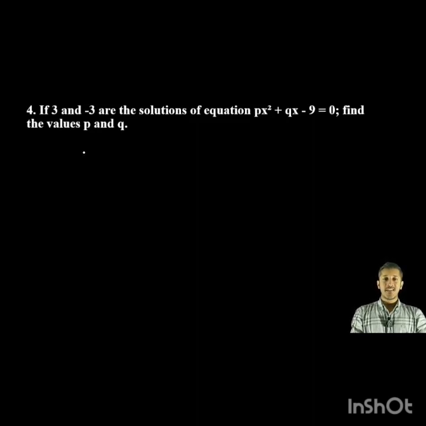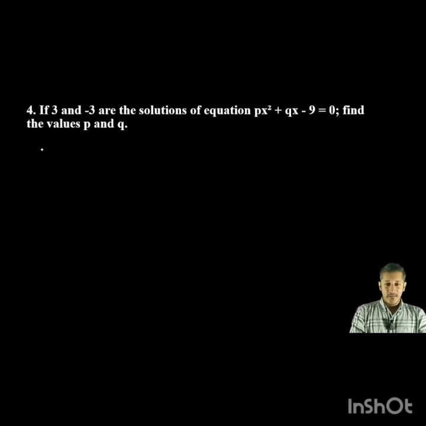Okay, so the next question that we have is 3. If 3 and minus 3 are the solutions of the equation px square plus qx minus 9 equal to 0, find the value of p and q. This question is exactly like the previous one. So I hope everyone will be able to solve this on their own. So pause this video, give this question a try, and then watch my solution.